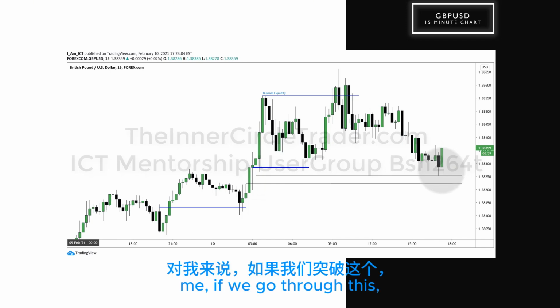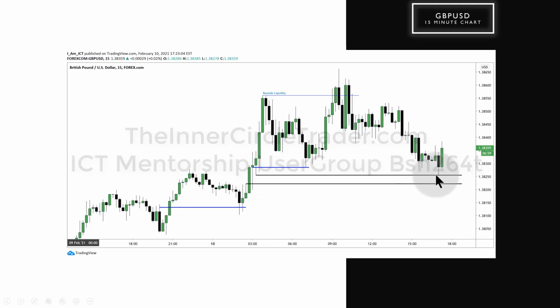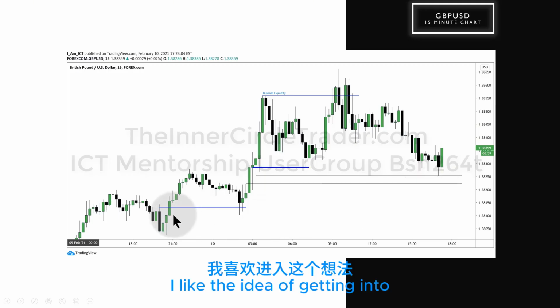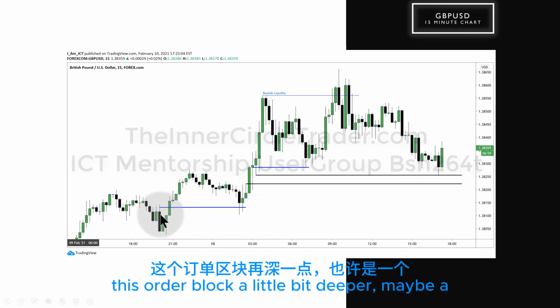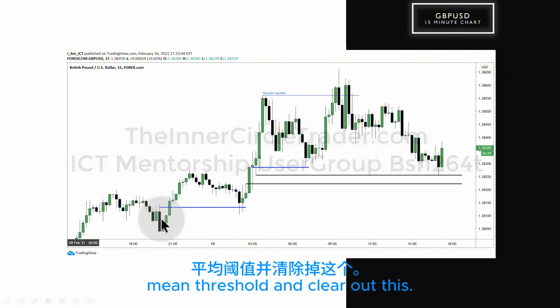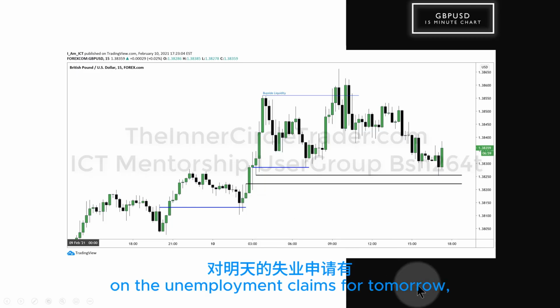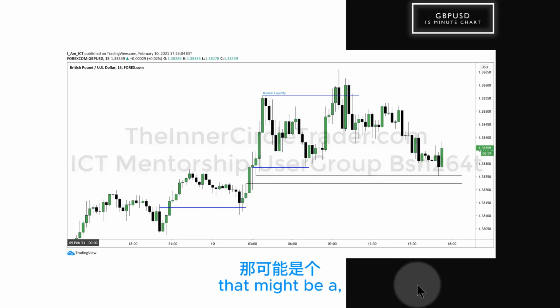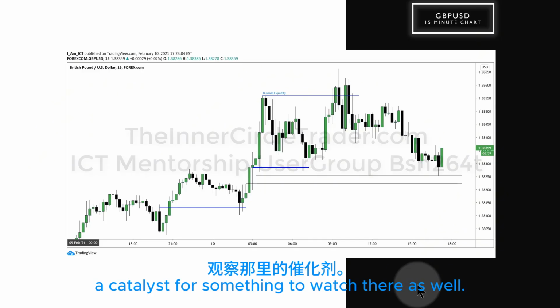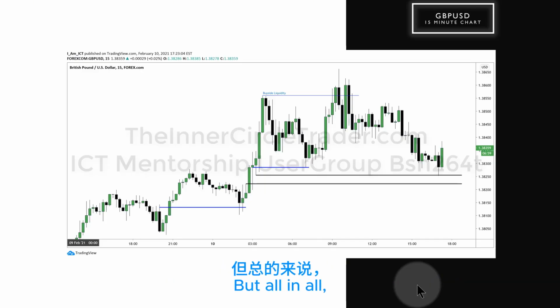And to me, if we go through this, I like the idea of getting into this order block a little bit deeper, maybe mean threshold, and clear out this. So if we get some kind of wild reaction on the unemployment claims for tomorrow, that might be a catalyst for something to watch there as well. But all in all, I'm just hands off on cable.